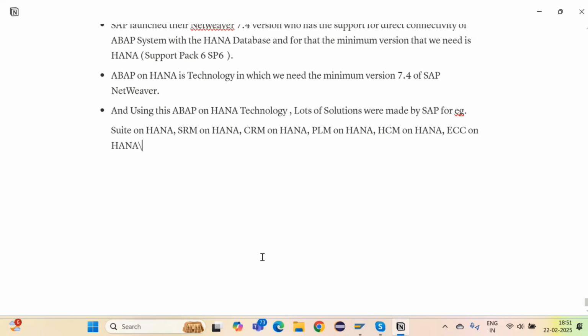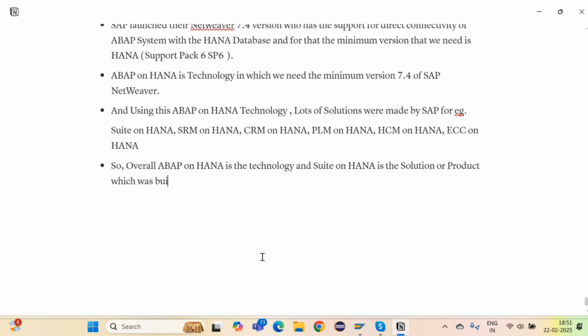So overall, what is ABAP on HANA? ABAP on HANA is the technology, and Suite on HANA which was built is the solution, or you can say product also, which was built on top of this technology.